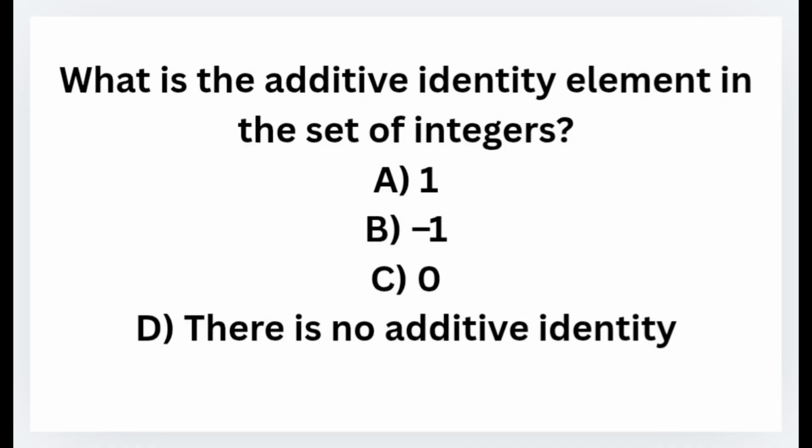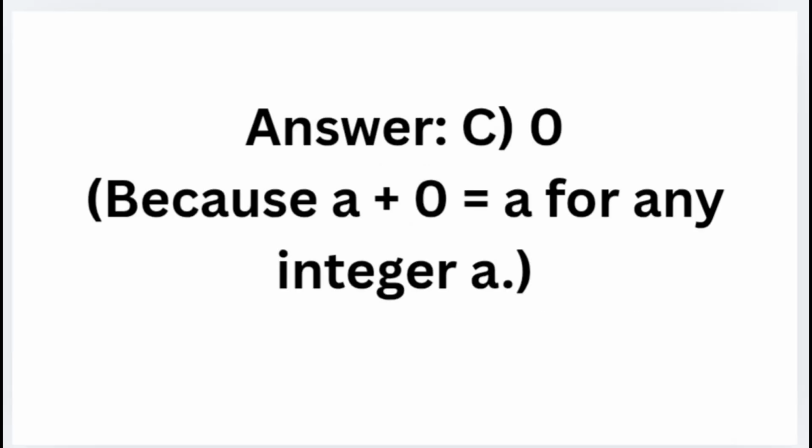Question number 7. What is the additive identity element in the set of integers? A. 1. B. Negative 1. C. 0. D. There is no additive identity. The correct answer is C, 0, because a plus 0 equals a for any integer a.